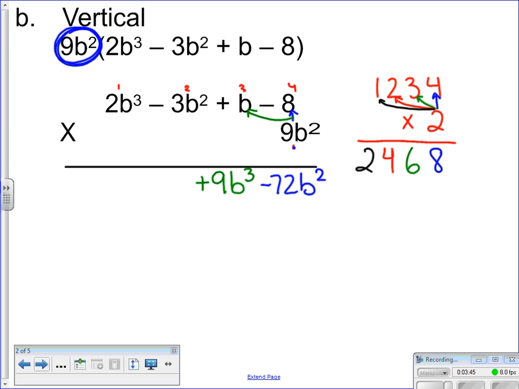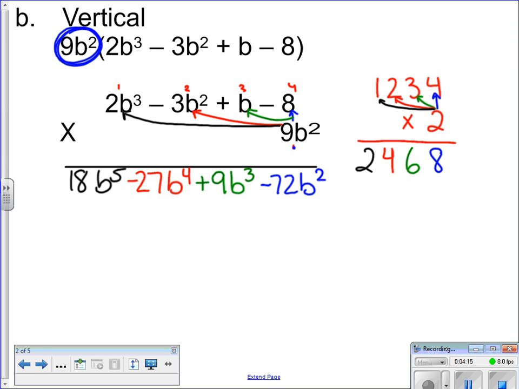And then the third part, the negative 3 and the positive 9 will make negative 27. B squared and b squared is b to the 4th. And then lastly, all the way over at the end, 2 times 9 makes 18. B cubed, b squared makes b to the 5th. And that's your answer for that one.